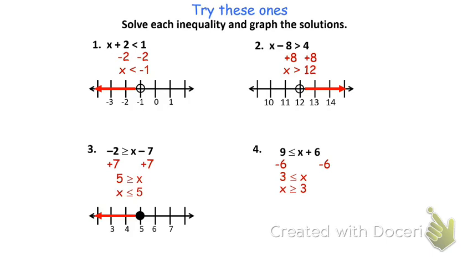On this problem, when we go to shade, we're going to use a closed point at 3, and now x is greater than or equal to 3, which means we need to shade to the right. Values that are greater than or equal to 3.